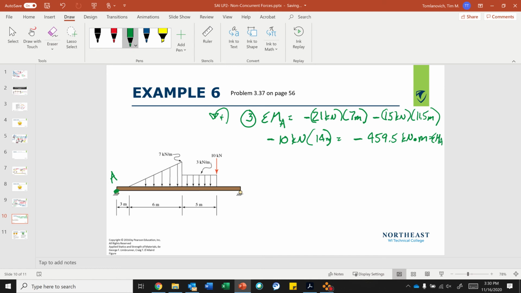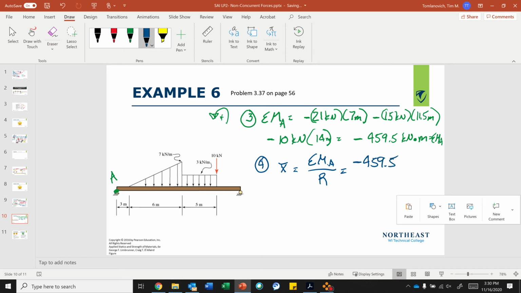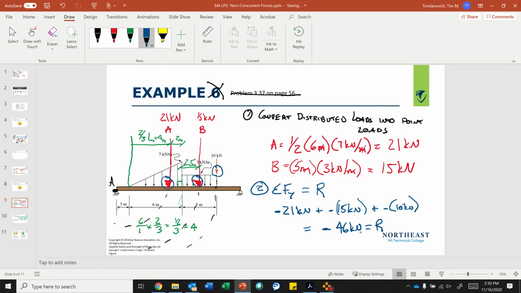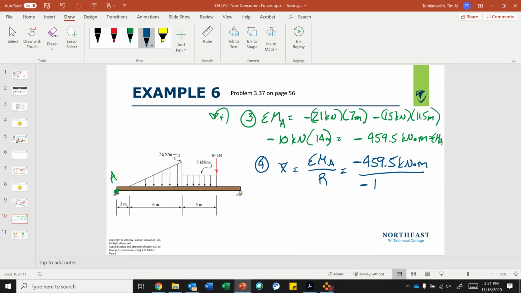Okay. So now step four is we need to find X bar. That equals the sum of the moments about point A divided by R, and that equals minus 459.5 kilonewton meters, divided by, where's my R? Minus 46 kilonewtons. Divided by 46, I get 9.99 meters.